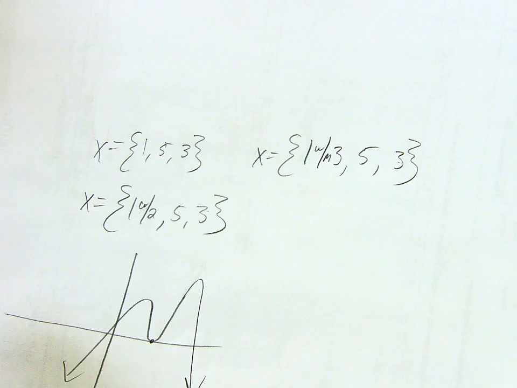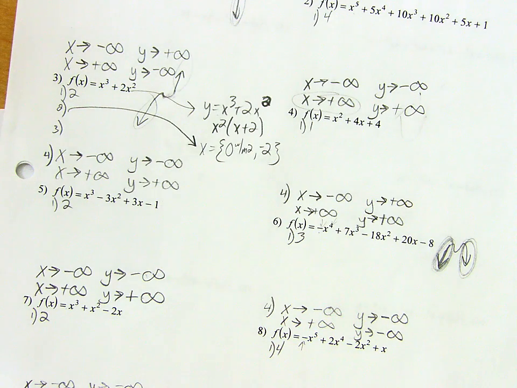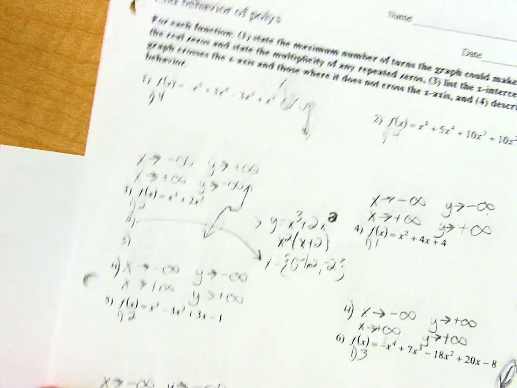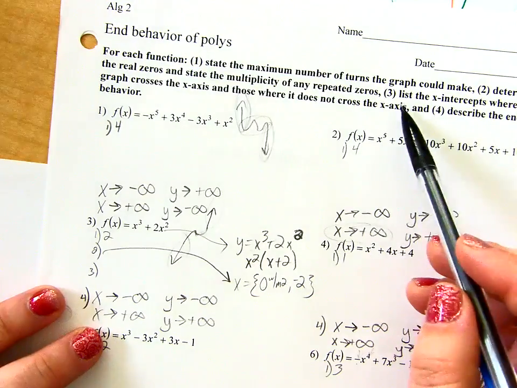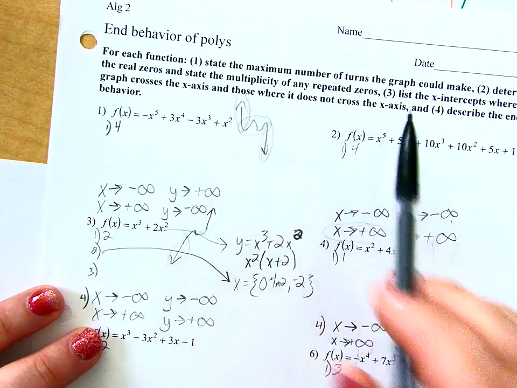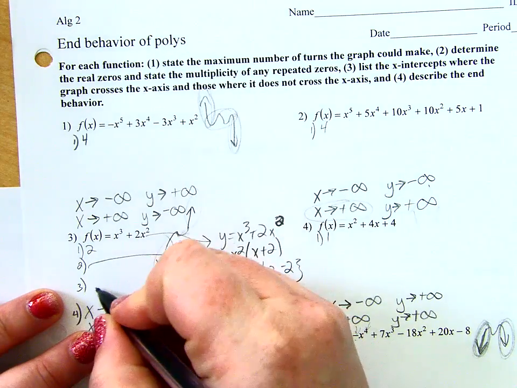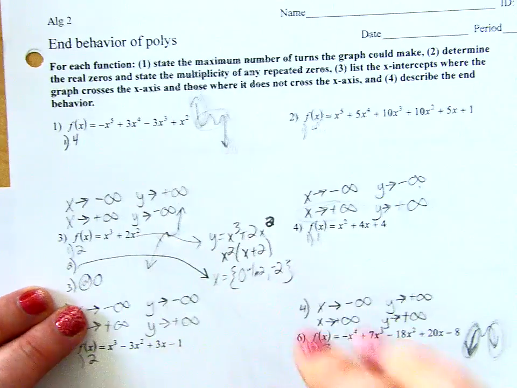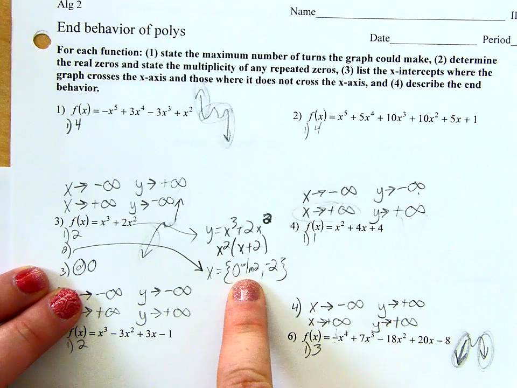Okay, all right. So that's going to be really useful when I'm trying to graph this by hand to know what's happening at each of these zeros. Okay, so that's what they want you to explain in number 3. So number 3 says list the x-intercepts where the graph crosses the x-axis and those where it does not. So at 0, what's it going to do? We had a multiplicity of 2.